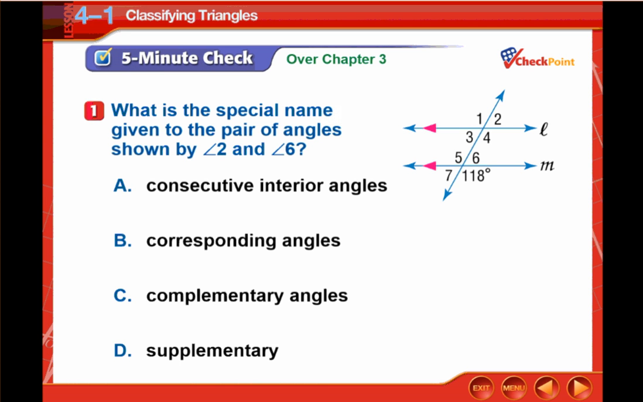Okay, so in our last chapter we learned several different names for pairs of angles. In angle 2 and angle 6, since they're on the same side of the transversal, and one is on the interior and one is on the exterior between the lines, and they also have different vertices, that's important, we would call those corresponding angles.